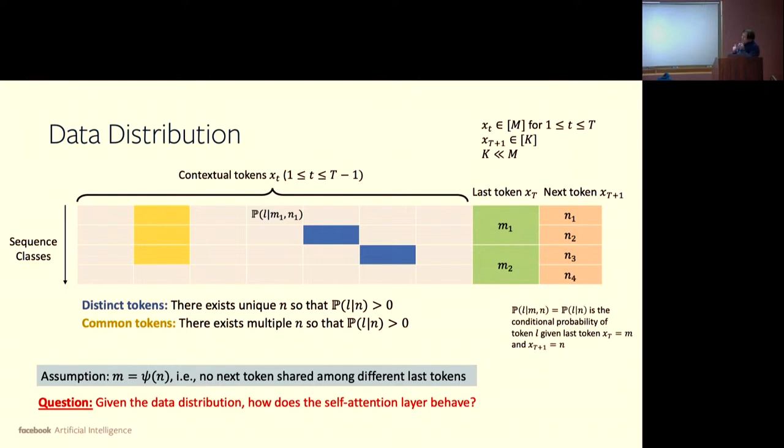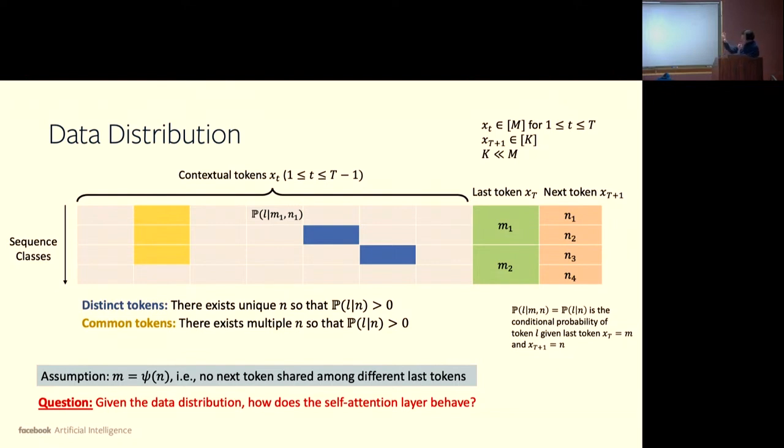There are also common tokens that appear in multiple sequence classes. You can write this down in mathematical form, saying that for distinct tokens, the probability of that token given the sequence index is greater than 0 for only one sequence class. But for common tokens, they might appear in multiple sequence classes. So basically, that's the assumption.